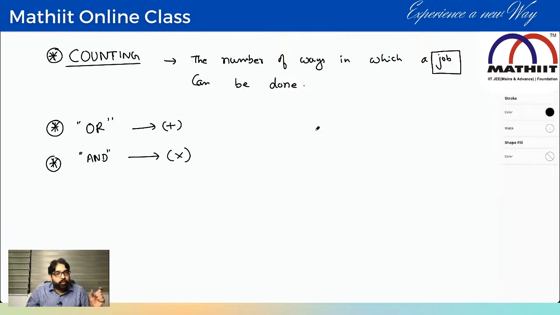Whenever between two ways there is the word 'or', we have to use plus. And whenever there is the word 'and', we have to use multiplication. Remember, in analytical mathematics, or means union, and means intersection. In logical mathematics, we go with plus and into. This is called the rule of multiplication. This is called the rule of addition.